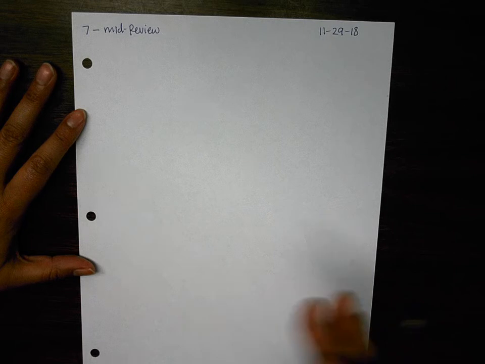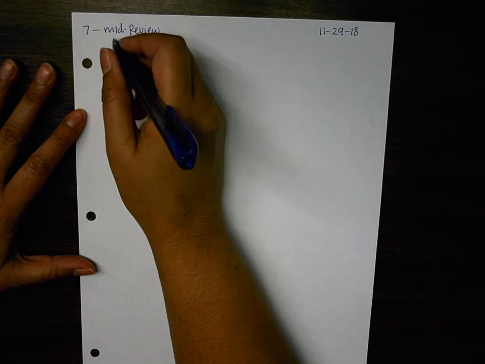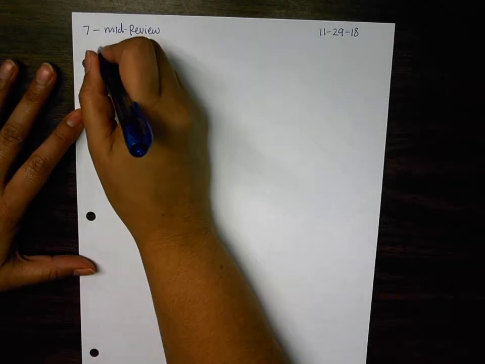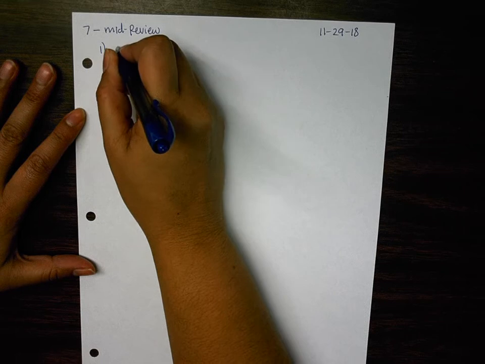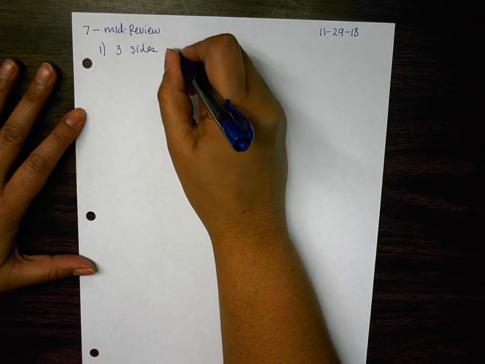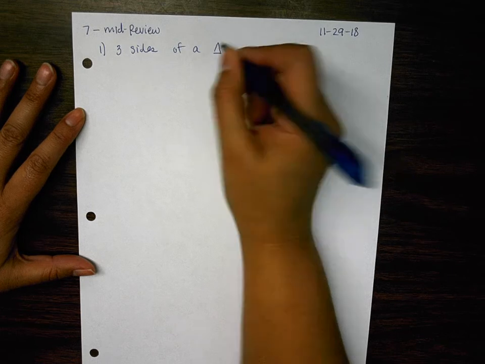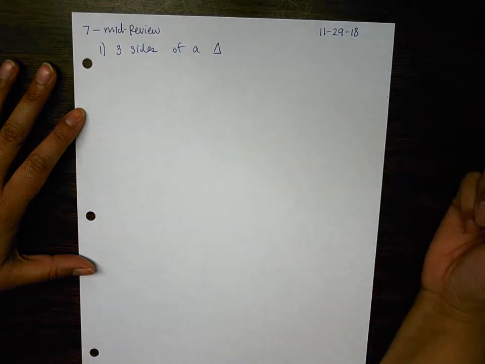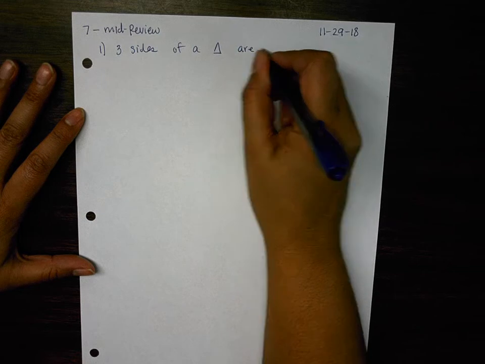7. Mid-Review. We're going to review today all the lessons we've been doing these last few days, including before break. Okay, number 1, 3 sides of a triangle. 3 sides of a triangle are given.